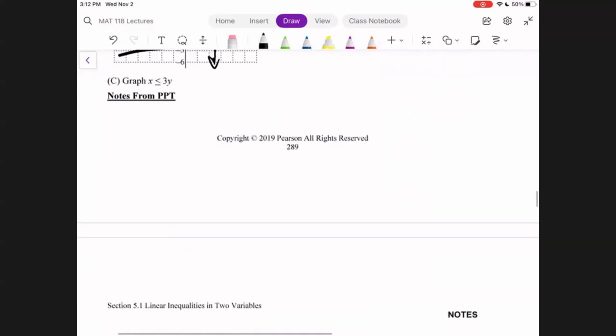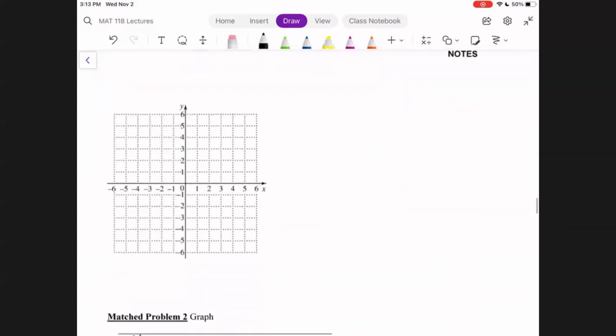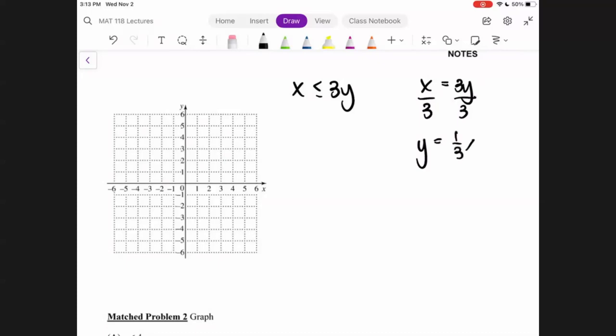And it looks like we have one where x is less than or equal to 3y. So graphing this could be difficult. One thing to note here, this will go through the origin, okay? I need that boundary line, so I'm going to solve for y. So I get y equals 1/3 x. So the slope is 1/3.